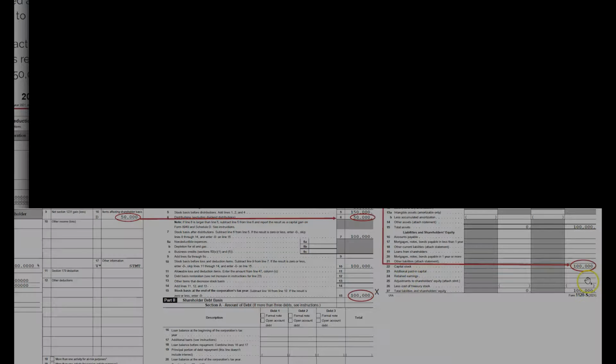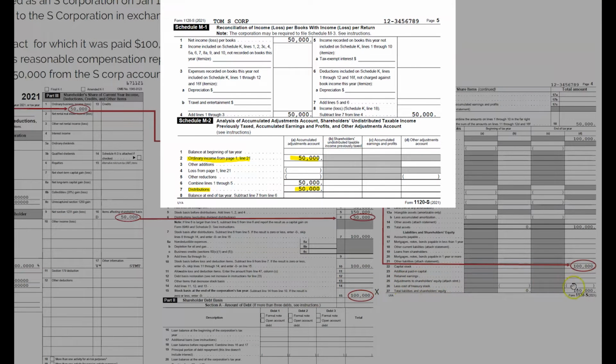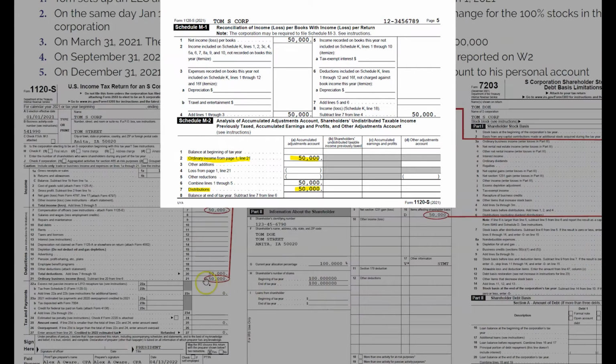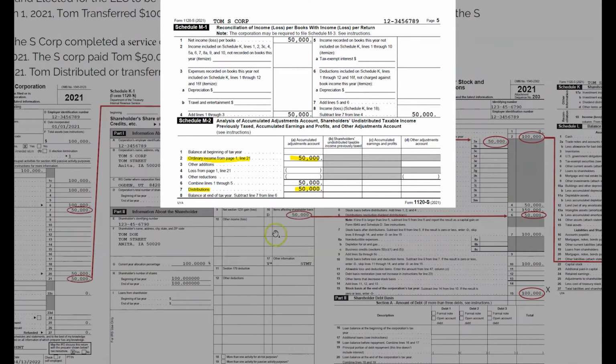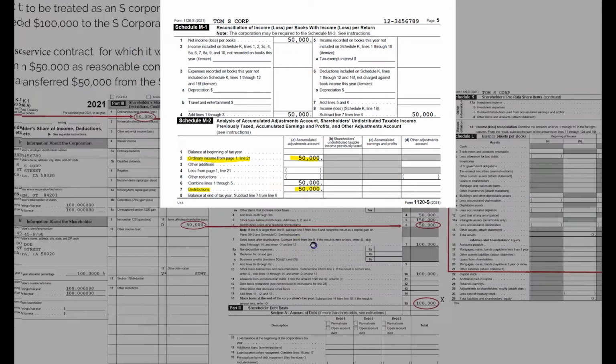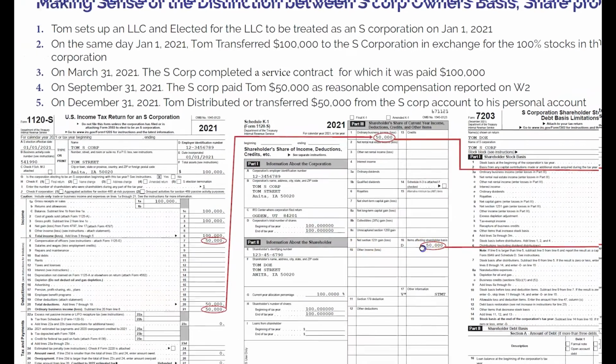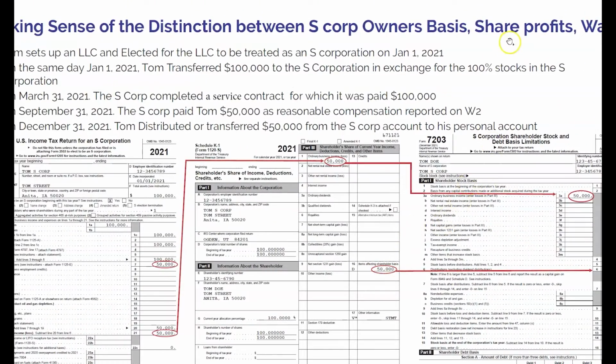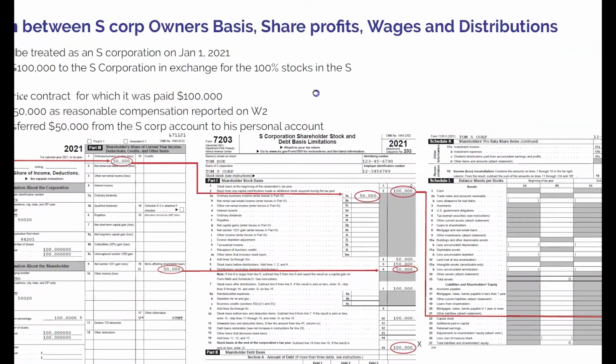Now, retained earnings is 0. Retained earnings has nothing because of why? When you look at the profit we have here, the ordinary profit is 50,000. Because he took out the distribution of 50,000, when you take the 50,000 out of that 50,000 here, you have retained earnings of 0. That's why you don't have anything here. There's a whole lot of adjustment you could do to Schedule M2 and M1 to arrive at these numbers here. But the point I'm trying to make is to help you figure out the differences between basis, shareholder share of profit, wages, and distribution.